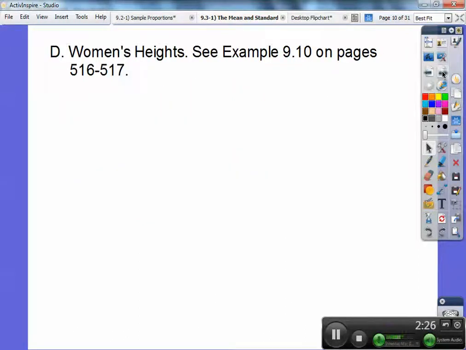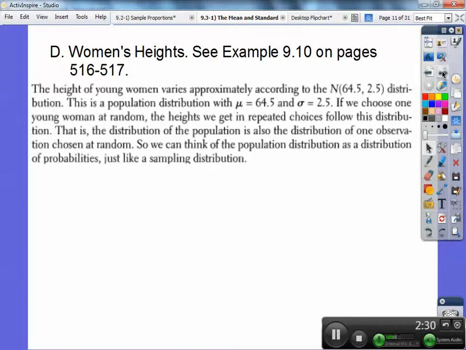All right, so women's height. This is example 9.10 on pages 516 and 517. The heights of young women vary approximately according to the normal distribution, with mean 64.5, I suppose that's in inches, and standard deviation 2.5. This is a population distribution with the mean that's what it says right there.